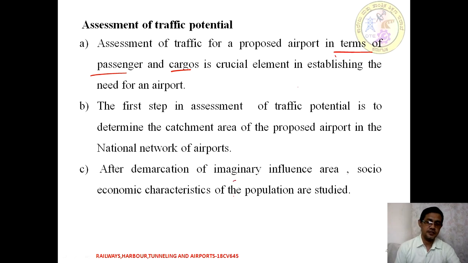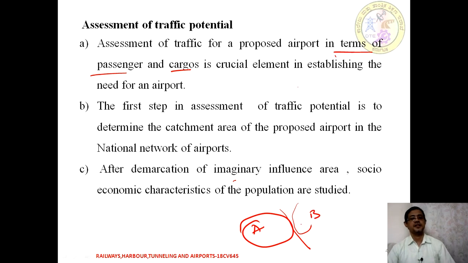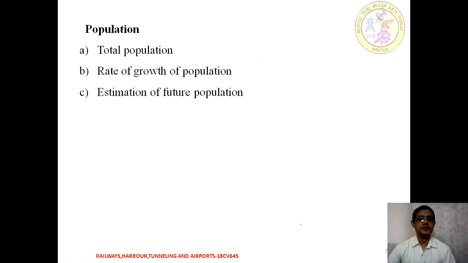Say for example, if you have a study area here, and some more adjacent areas, this demarcation is said to be imaginary, and we need to study zone A and zone B for the characteristics with respect to their population and its trends. So next is population.